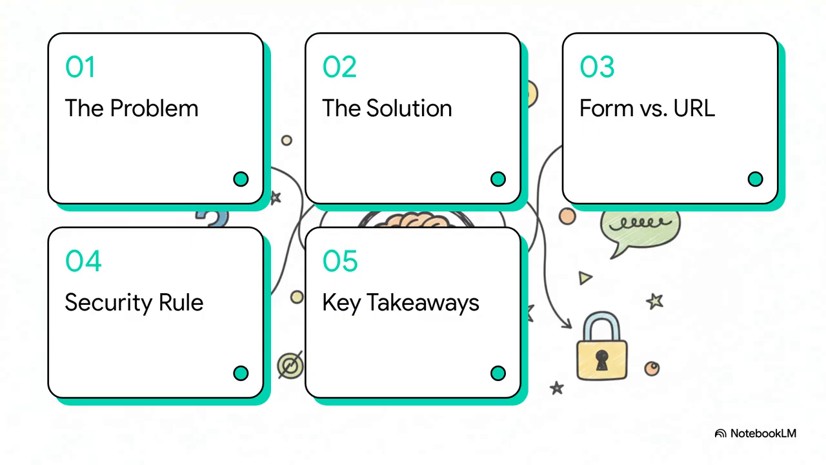Okay, so here's how we're going to break it all down today. First, we'll talk about that missing information problem. Then we'll get into elicitation, which is the protocol's answer. After that, we'll look at the two different modes it has, form versus URL. Then a super important part, the security golden rule, and we'll wrap it all up with your key takeaways.